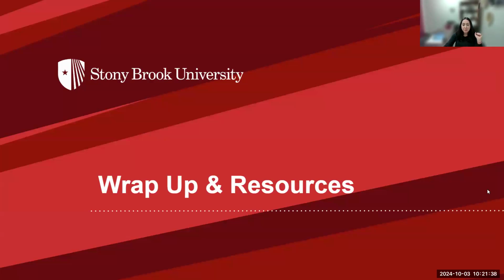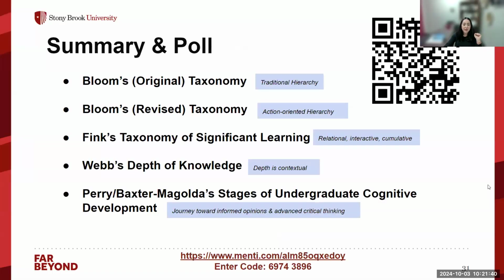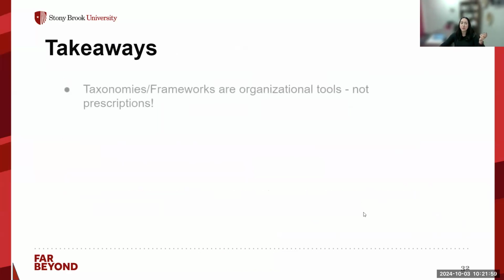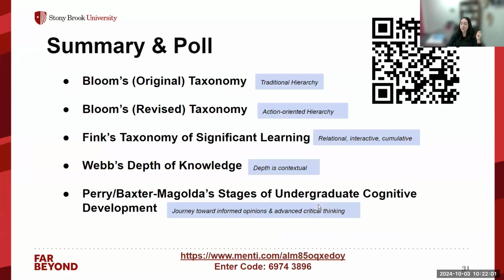Okay, so wrap up and some resources. We're a small-ish group, so I don't know that we need to do the whole poll. Maybe we can use this as a chance to talk a little bit since we've been talking for a while. But we've gone over these 5 main taxonomies today, with quick little summaries in blue for your reference. Are there any that really stood out to you, that resonated with you, that you would want to adopt in your own teaching?